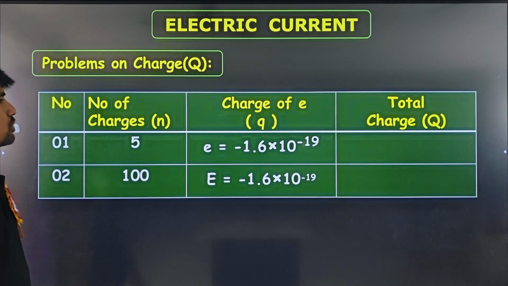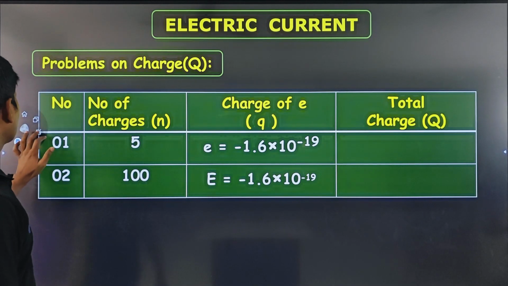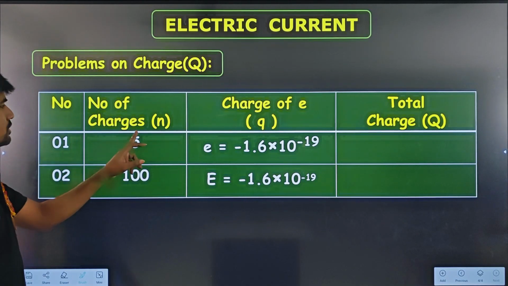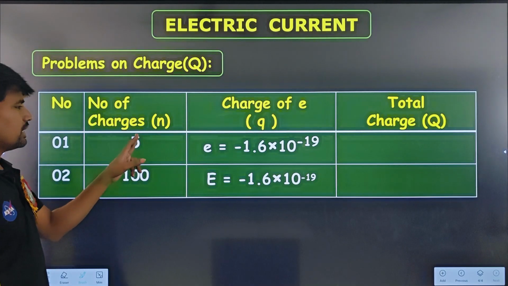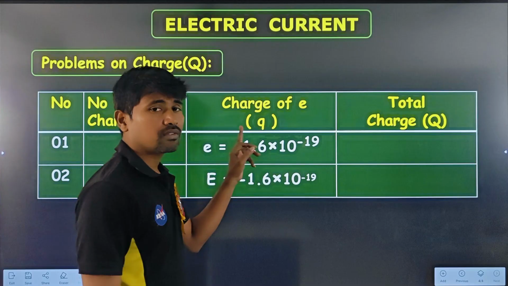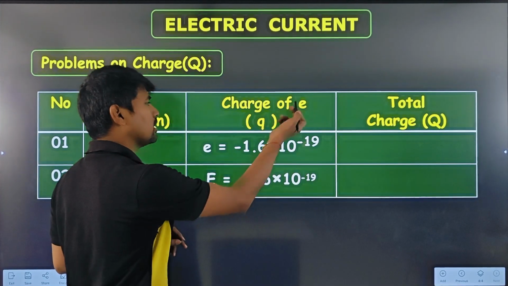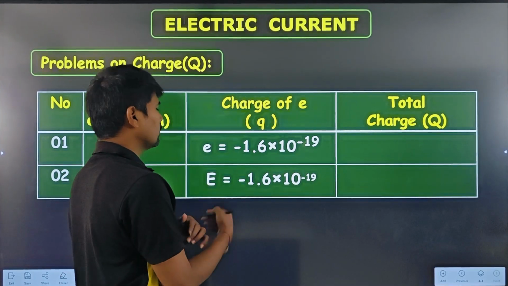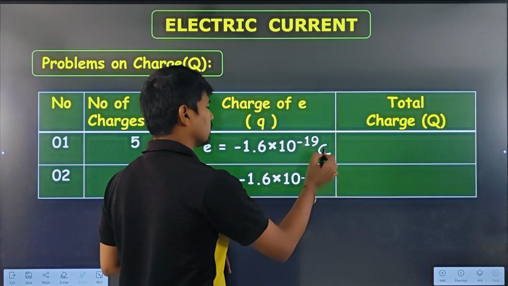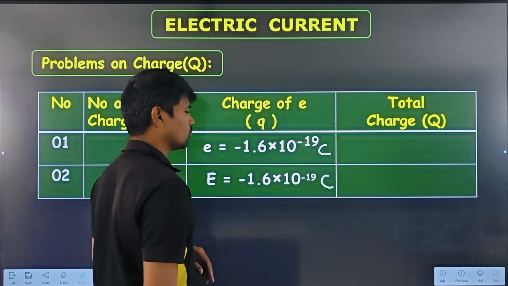Next, this is the question. One more question. So here, problems on charge, question number 1 and 2. Number of charges: 5 electrons, n is equal to 5; and 100 electrons, n is equal to 100. Charge of electron e is equal to minus 1.6 into 10 to the power of minus 19 coulomb. And this is also coulomb, right?